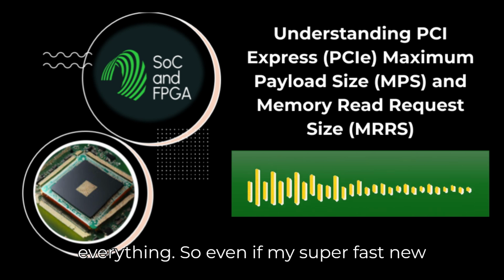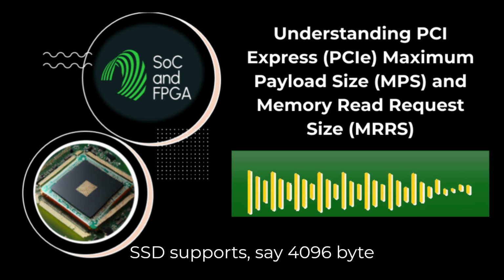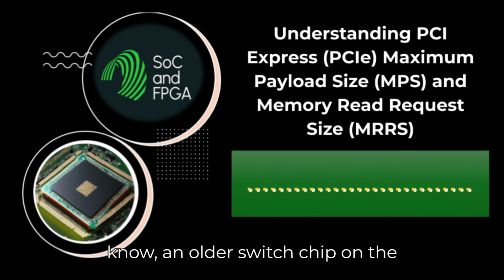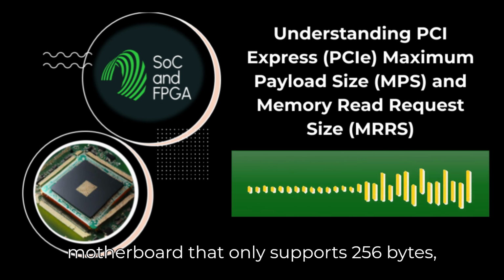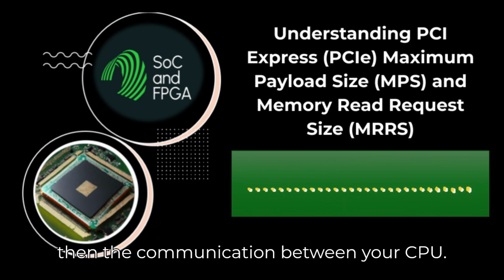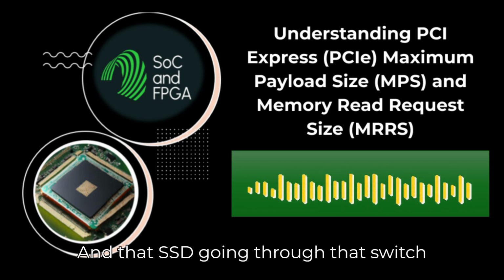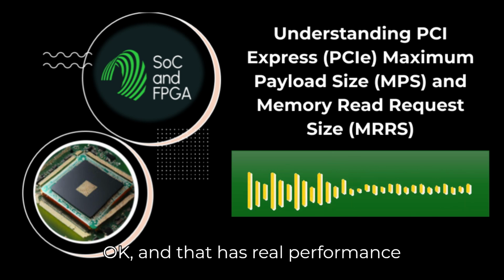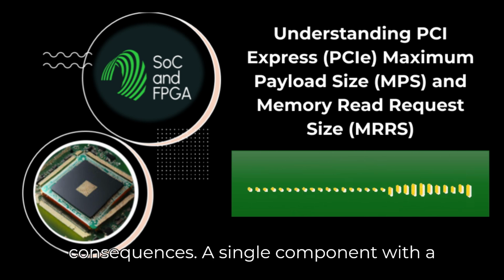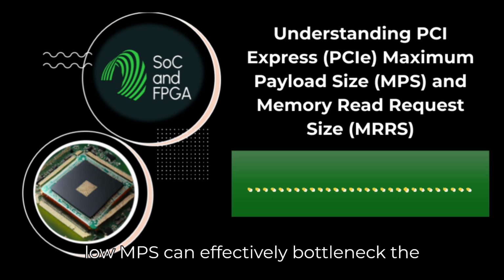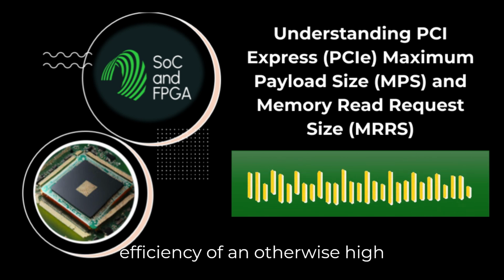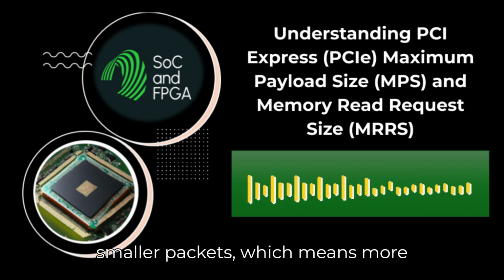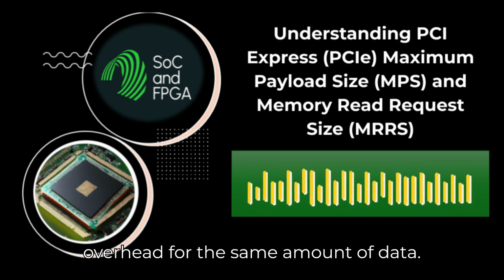So even if my super fast new SSD supports, say, 4096 byte MPS, if it's connected through, I don't know, an older switch chip on the motherboard that only supports 256 bytes, then the communication between your CPU and that SSD going through that switch will be limited to 256 byte packets. Wow. Okay. And that has real performance consequences. A single component with a low MPS can effectively bottleneck the efficiency of an otherwise high-performance system, because all devices talking through it have to use those smaller packets, which means more overhead for the same amount of data.